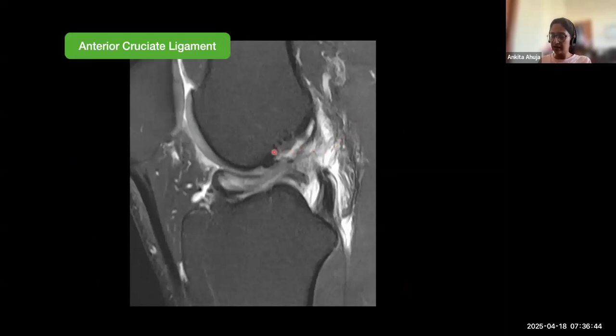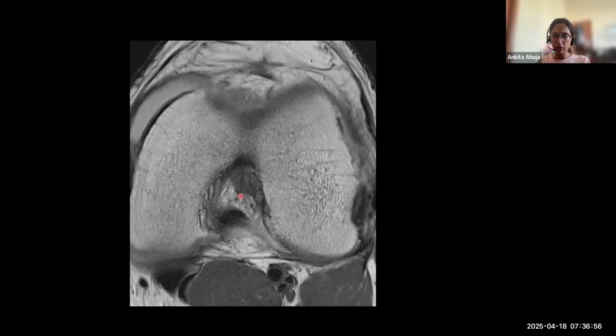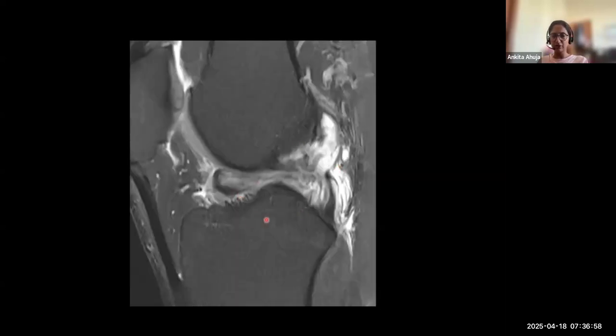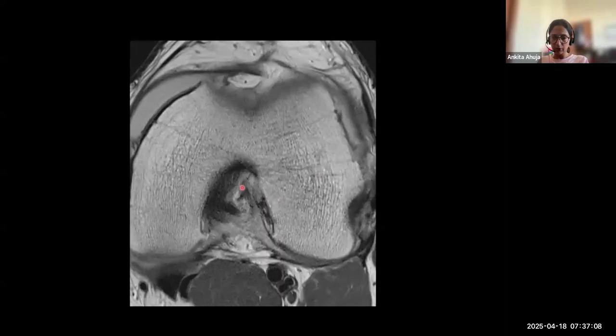So let's see this anterior cruciate ligament. Here is the ligament and it is completely torn, and there is a buckled ligament over here as well. Now it might be really difficult for us to understand on the sagittal images where exactly it is torn, but there is a lot of edema and there is buckling of the ligament. So we think that there is an ACL injury. Let's try to trace it on our axial. So you see the ACL over here.